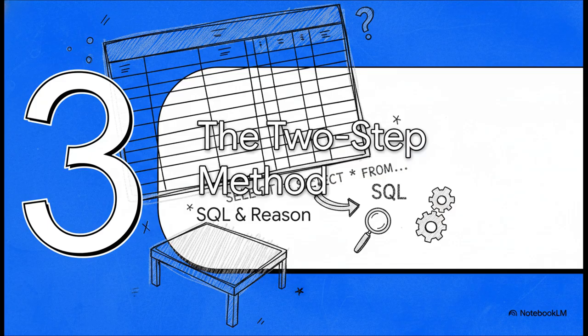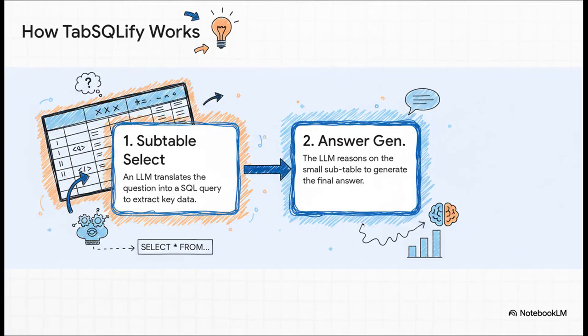Well, it all boils down to a really elegant two-step process. Okay, step one. The LLM does what it's already amazing at, understanding human language. It takes a normal question, one you or I would ask, and it translates it into a very precise database query language called SQL. Then, that SQL query goes and pulls out only the essential data, creating this tiny subtable. And only then, in step two, does the LLM actually have to think, reasoning over that small, focused piece of info to get the answer.